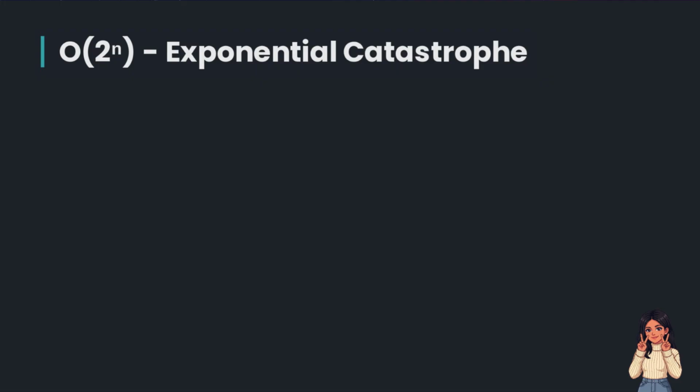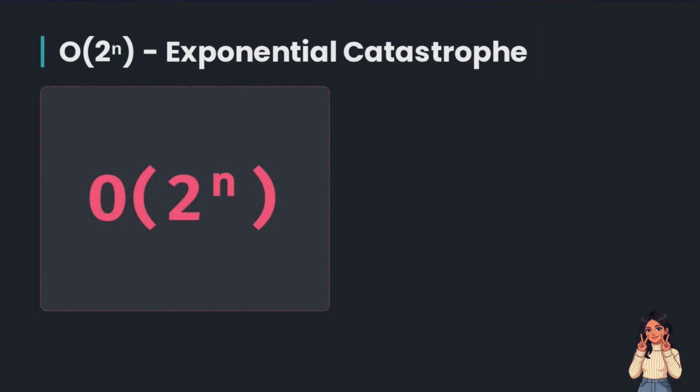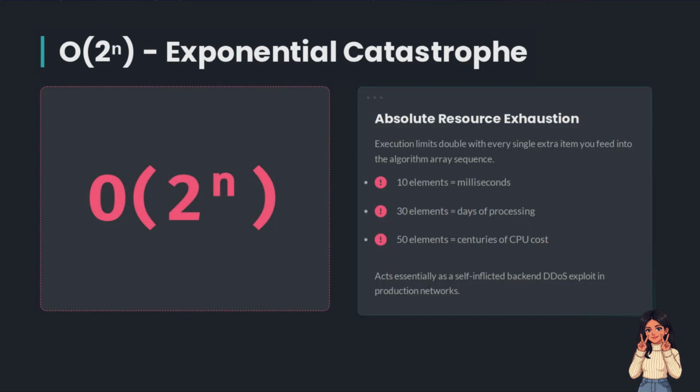At the absolute top of the danger ladder is the O of 2 to the power n, or exponential time. This is where execution growth doubles with every single extra item you add to the input. To put the math in perspective, if an exponential function takes a few milliseconds to process 10 items, processing 30 items can take days and processing 50 items can take centuries.